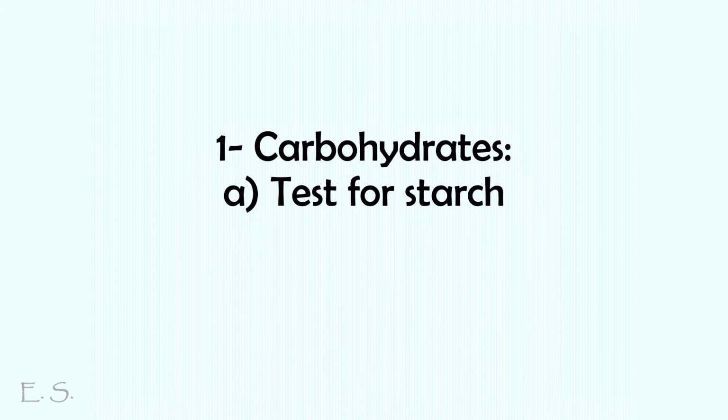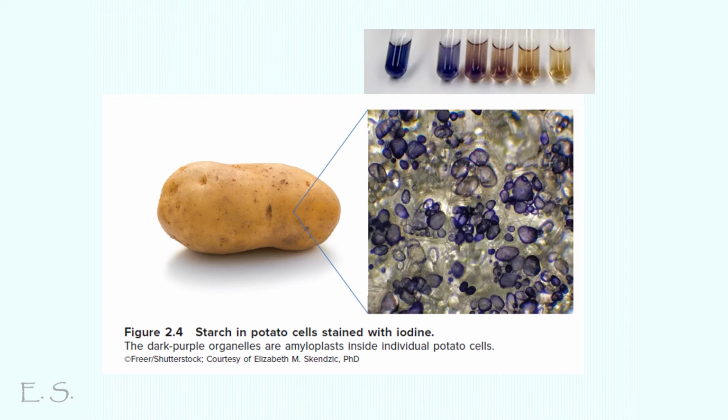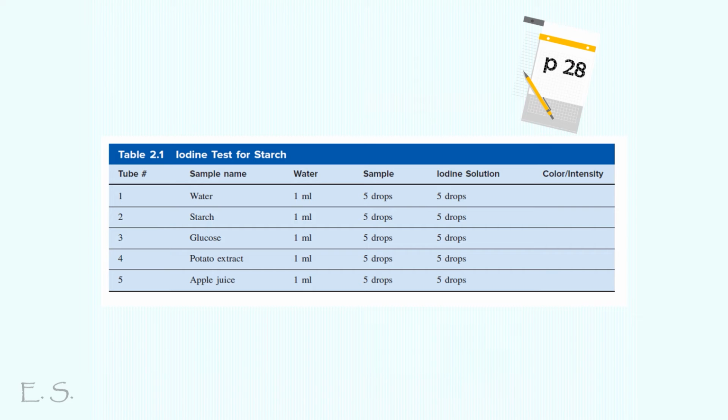You will first test for the presence of starch, a complex polymer of glucose monomers. Iodine is used to test for starch. When the iodine binds to starch, it changes from its amber color to a dark blue or black color. Do all of the reactions that you set up and complete table 2.1 with your results. That table is on page 28 of your lab manual.